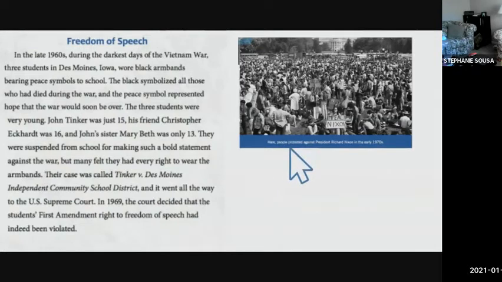Over here is a picture. It says here, people protested against President Richard Nixon in the early 1970s. This person has a sign that says, "Impeach Nixon."